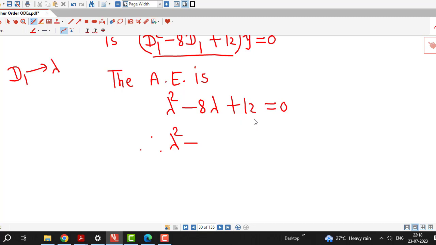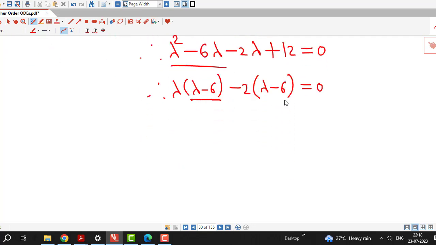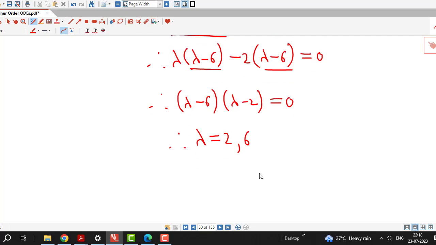And you can see, because I have 12 here, which is 6 into 2, I can rewrite minus 8 lambda as minus 6 lambda minus 2 lambda plus 12 equal to 0. And here I can take lambda common, I will have lambda minus 6. Here I can take minus 2 common, I will have lambda minus 6 inside the bracket. Again I will have lambda minus 6 common, and therefore I have lambda minus 6 times lambda minus 2 equal to 0, and this will give me two real and distinct roots.